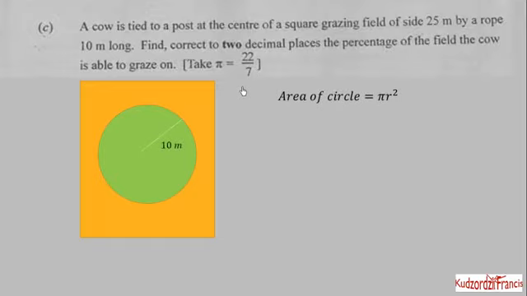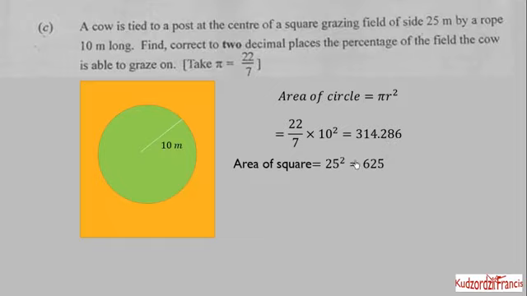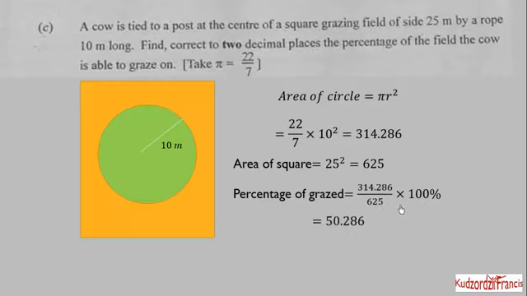You need to find the area of the circle with radius 10 meters, which is given by pi r squared. Then we're given pi to be 22/7, times the radius, which is 10 squared, and that will give you 314.286. We need to also find the area of the square, which is 25 squared, and that will give you 625. So the percentage of the field that the cow can graze on is given by the area of the circle over the area of the square times 100%, and that will give you 50.286.